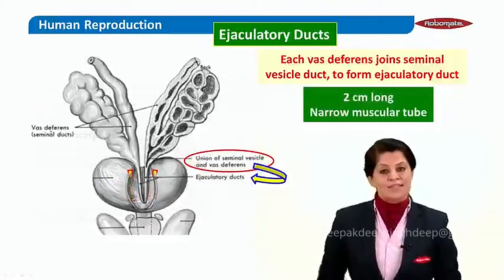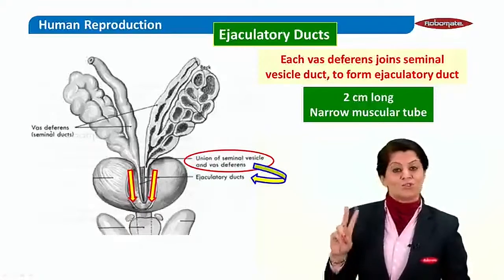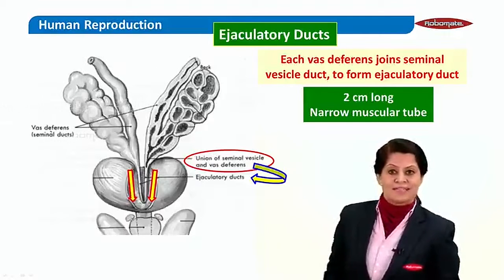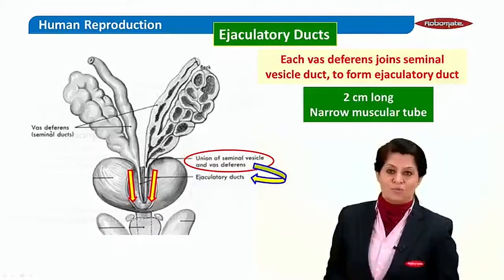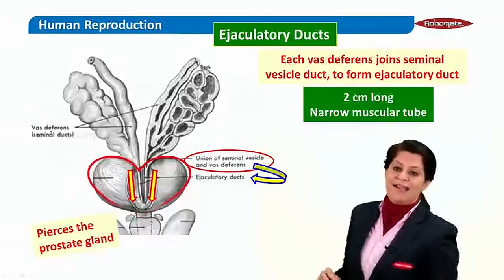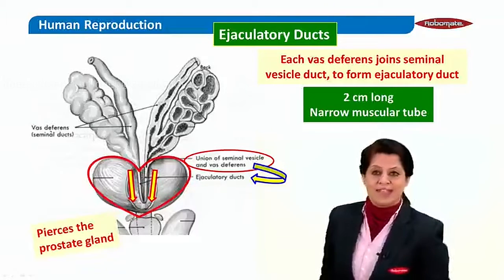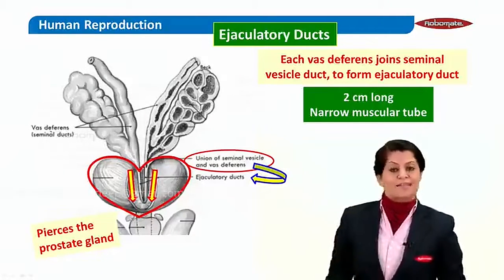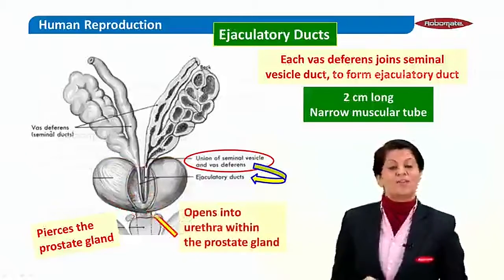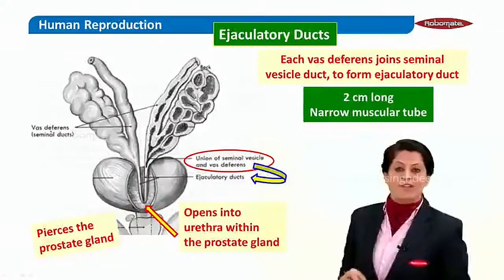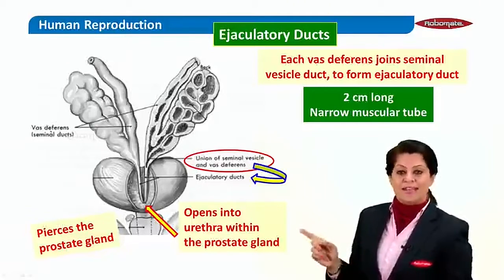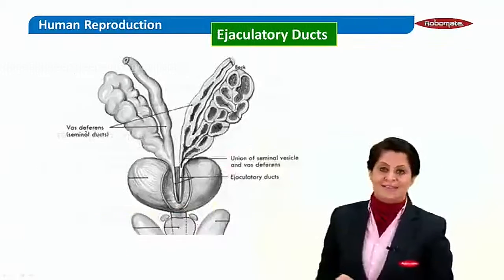How long is it? Small tube it is. It is 2 centimeter long and narrow muscular tube. So naturally peristalsis will be happening here too. And you also observe, students, it is piercing a beautiful gland here called as prostate gland. It pierces the prostate gland and opens into the tube, which is the urethra. So ejaculatory ducts of both the sides piercing in the prostate gland and finally opening into the urethra.